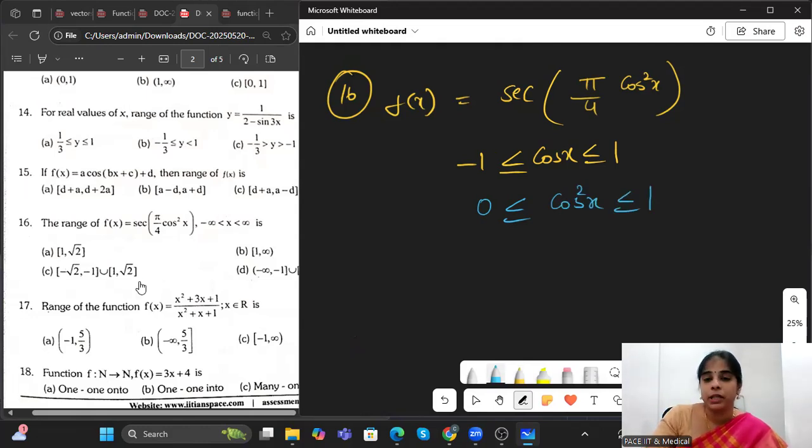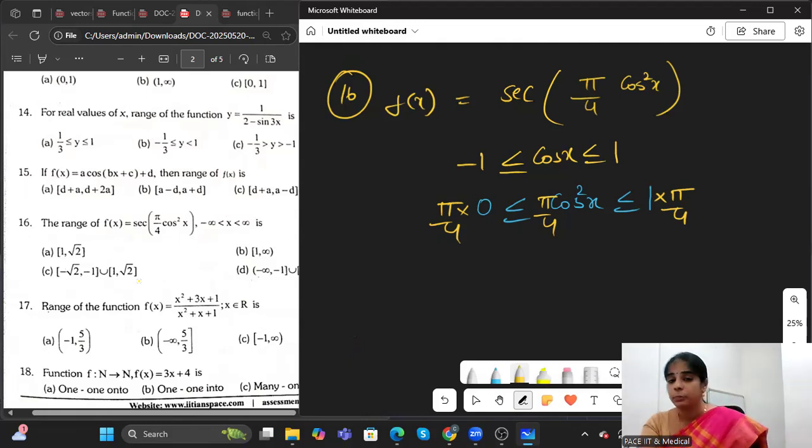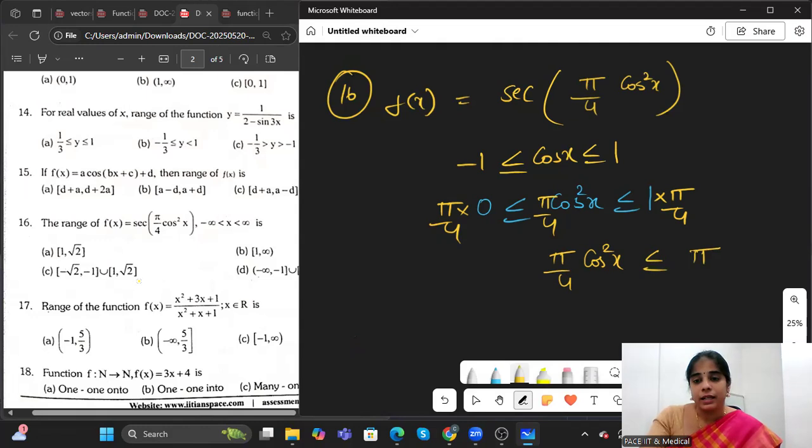Now I multiply by pi by 4. As it's a positive value, my inequality will not be changing there. Right. Now I am left with 0 less than or equal to pi by 4 cos square x, less than or equal to pi by 4. This is what I have.